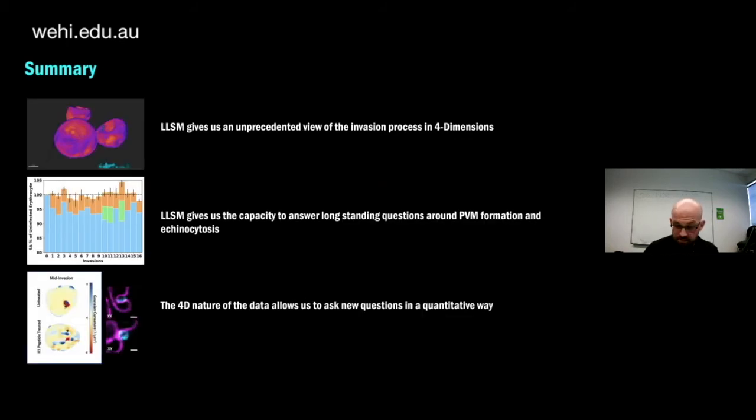So to summarize this section of the talk, we've now shown this wonderful approach of using lattice light sheet microscopy to image this really delicate and quite quick and complex process. We're able to quantify this and answer long-standing questions around the formation of the parasitophorous vacuole, and we're able to come up with new ways of measuring and trying to tease apart some pretty interesting ideas about biophysics and the biomechanics of this process. So this brings us up to 2020, and yeah, it's been a year.